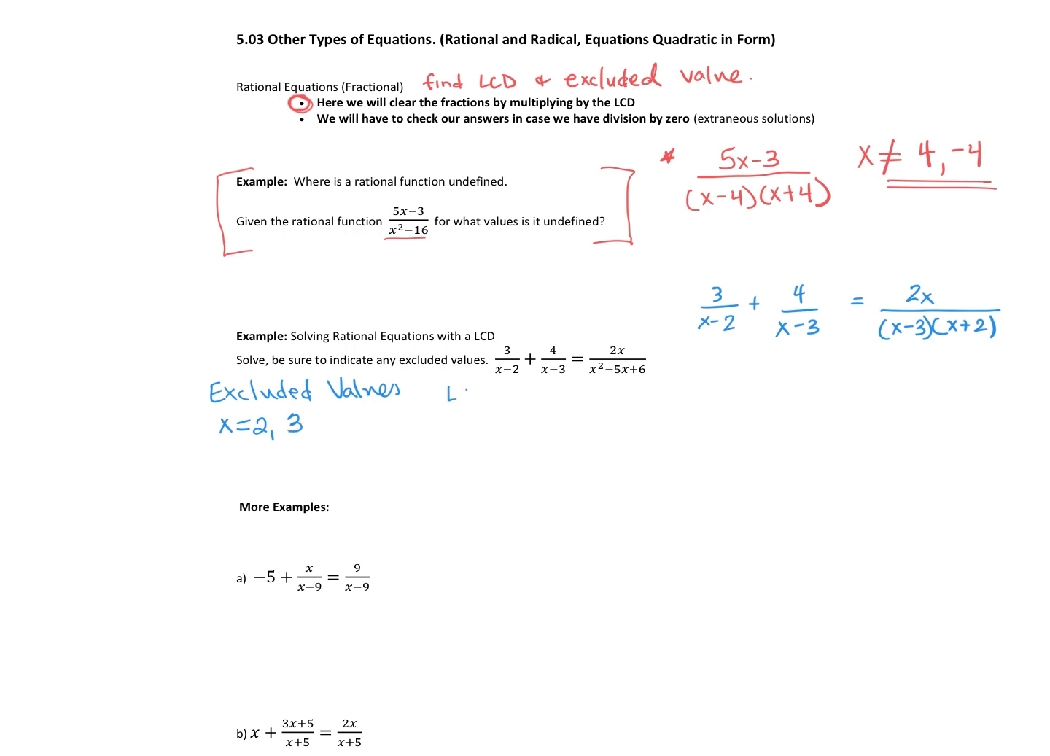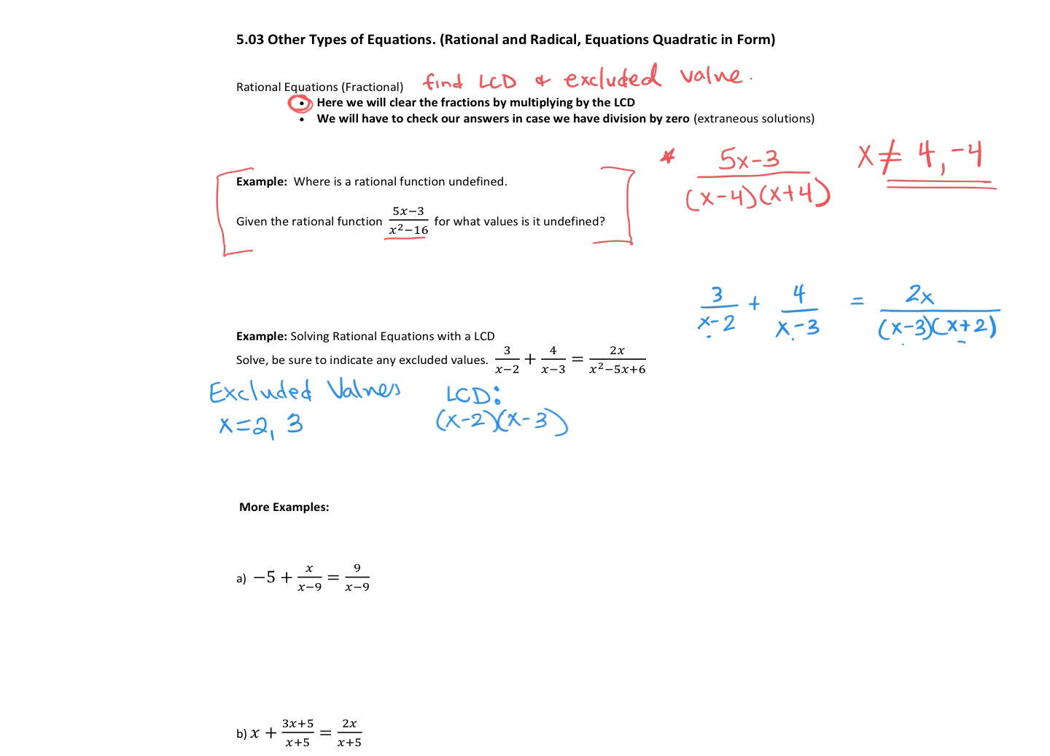Our least common denominator is every factor, the most number of times it appears in a single fraction. So we can see that we have x minus 2. It's here once and it's here once. We only need it once. X minus 3 is another factor, and it also appears here once and here once. We only need it once for our least common denominator.